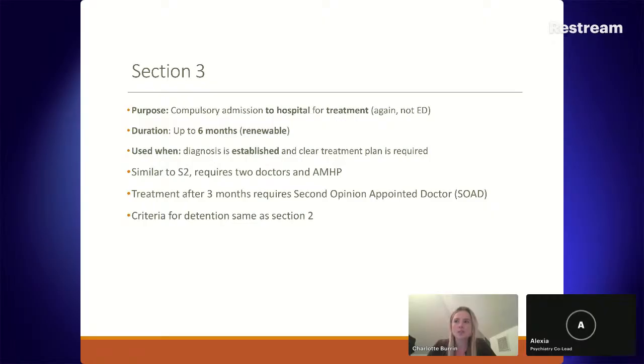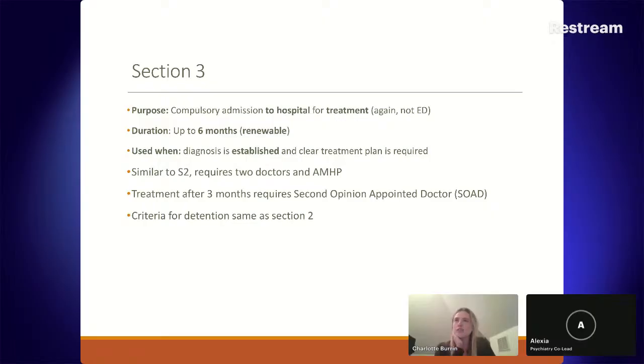And important to note, whilst the Section 3 lasts for 6 months, after 3 months you do need scrutiny of your treatment plan by what's called a second opinion appointed doctor. And this is something that the clinical team will have to apply for. This is effectively an independent doctor that comes and looks at all the medications and the treatment options that you're using, and ensures that these are being done effectively and appropriately. They can make recommendations or suggest changes if they feel they should.